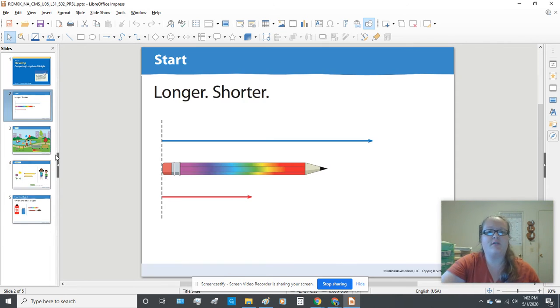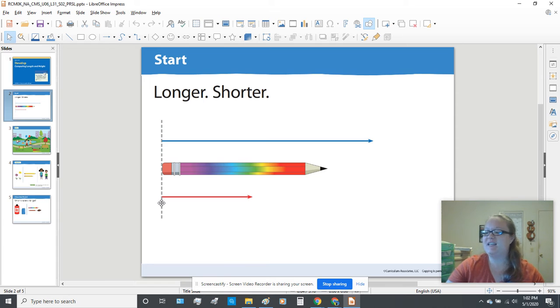The first one, we're going to take a look at this picture here. There's a rainbow pencil in the middle, and then there is a blue line and a red line. You can see that all three start at the same spot so that they're all starting to measure accurately. Which color line is longer than the pencil? That's right, the blue line, which means the red line is shorter than the pencil.